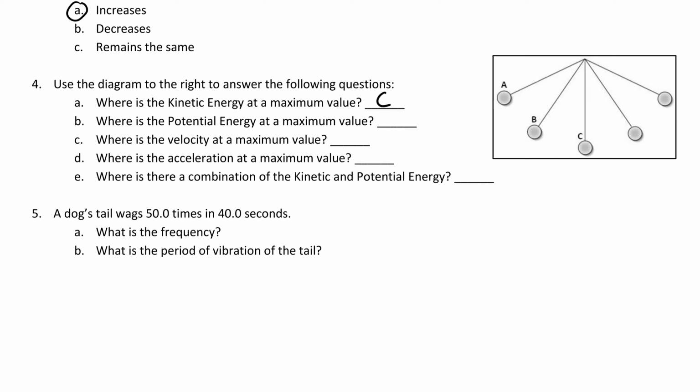Okay? So if the kinetic energy is at a maximum over here, all that kinetic energy gets transferred to potential energy over here at position A. And the velocity is at a maximum at C, like we said.